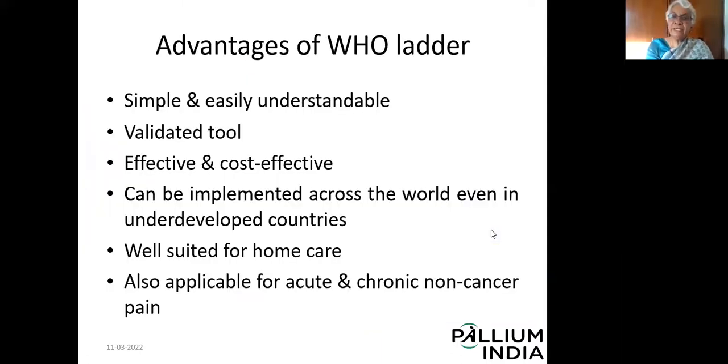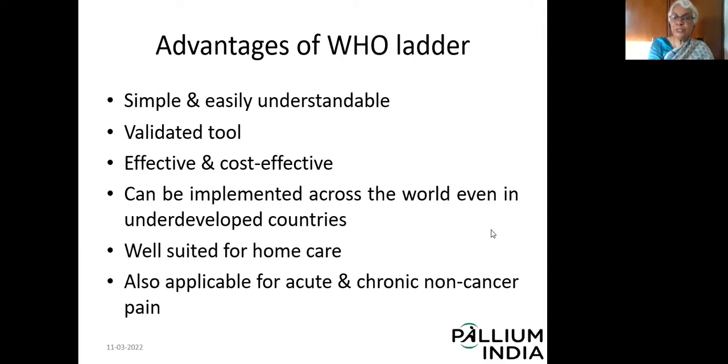Now, what are the advantages of the WHO ladder? First of all, based on what you have seen, it is simple and easily understandable. And it is a validated tool. That means it has been found to be effective if you use it in the way it is supposed to be. And also, all the drugs of the ladder are very cost effective, relatively inexpensive. So it is not working out very expensive to the patient. It can be implemented across the world, even in underdeveloped countries.